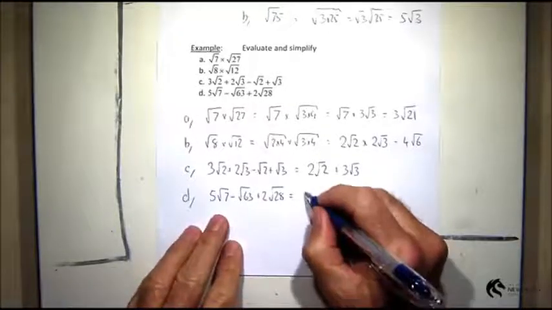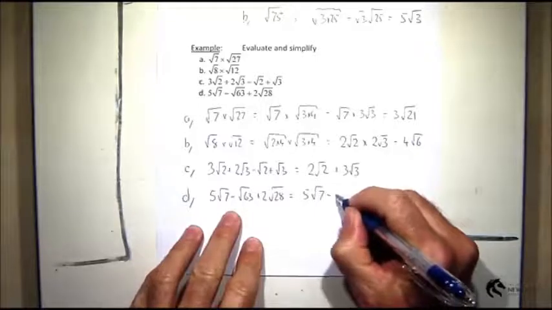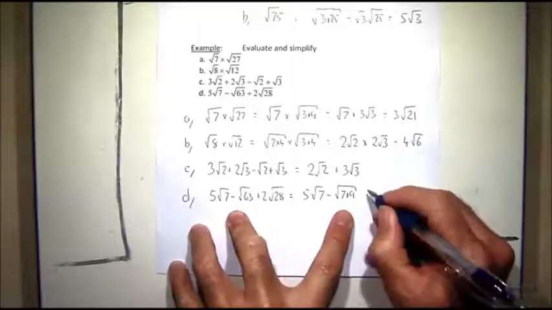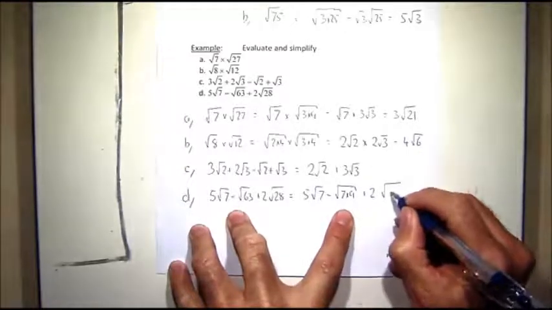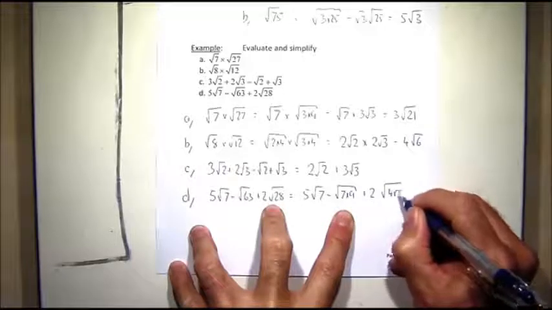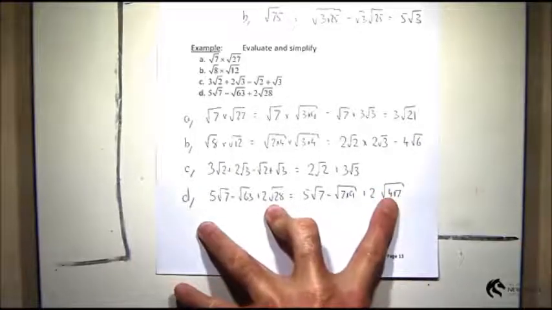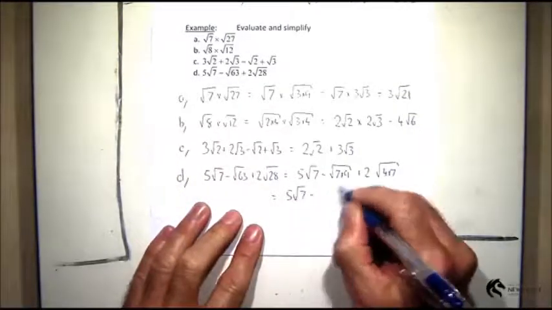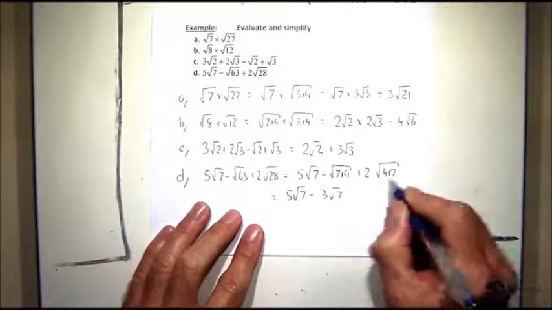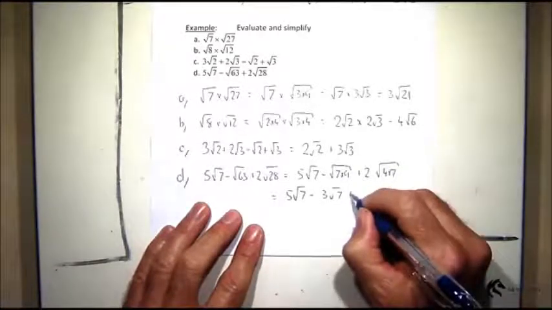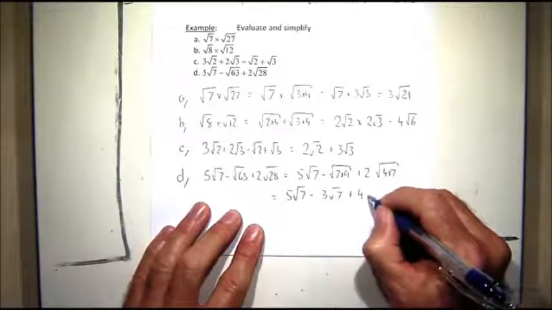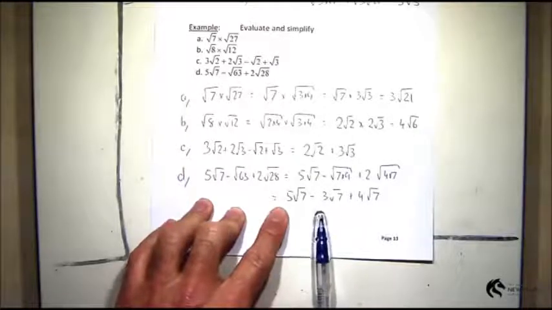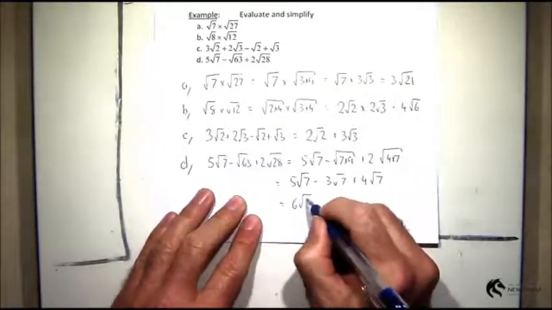Five root 7 I will leave as is. The square root of 63 is 7 times 9, the 9 being the important part there because that's a perfect square. Plus 2 times, and 28 is 4 times 7. And I have 4 in there being a perfect square. So this becomes 5 root 7 minus 3 root 7 plus 2 times 2, so that's plus 4 root 7. And so now I've got 5 plus 4 is 9 minus 3 is 6. So that becomes 6 root 7.